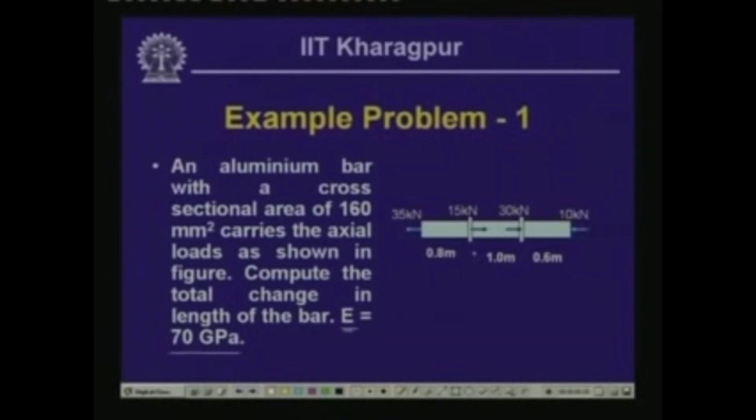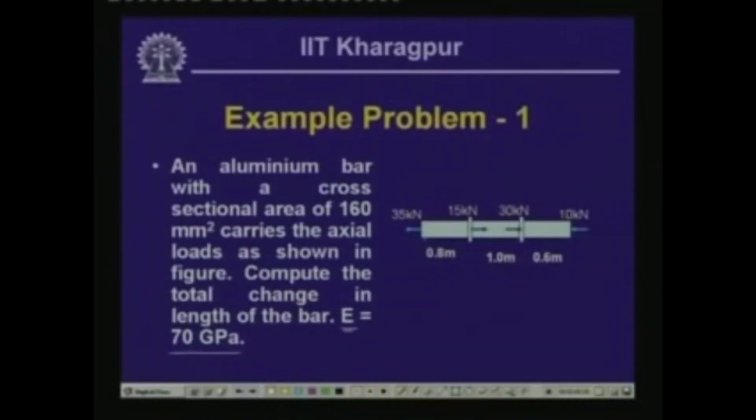Now, if you remember, we had solved one problem which is similar to this, but we had different cross sectional areas for the different segments, in which we had computed the extensions of the different segments, and finally we had added the extensions to get the final elongation in the bar.